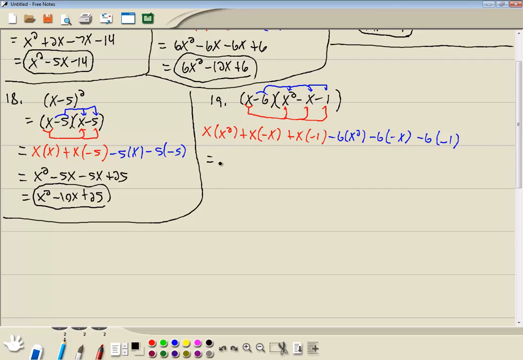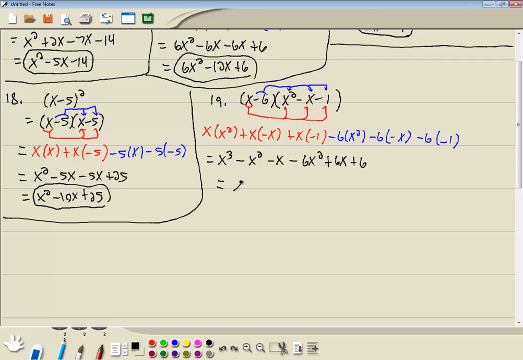Well, x times x squared gives me x to the third, minus x times x is x squared, x times negative 1 is negative x, negative 6 times x squared is negative 6x squared, negative times a negative gives us positive 6x, and negative times a negative gives us 6 times 1, 6.